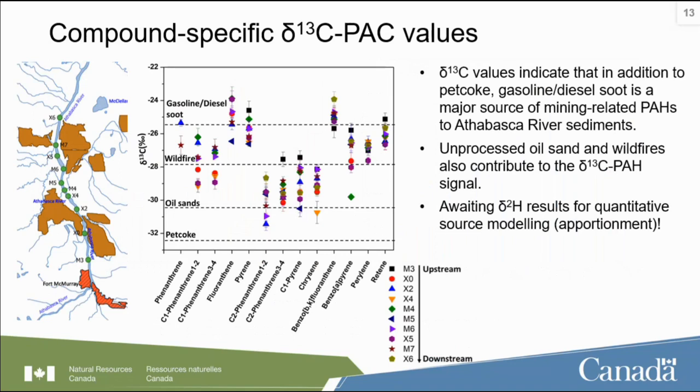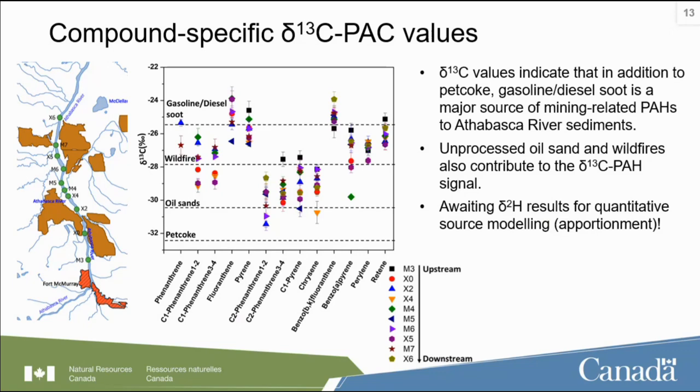So taking those phenanthrenes and a variety of other compounds here and analyzing the compound-specific delta 13C value of those compounds. So this is a bit of a complex graph. Upstream, downstream, these are the symbols that you need to look for. So here's a downstream site. For this pyrene, you're seeing a variety, and mostly it looks like a gasoline signal. Some of these compounds, you're starting to see an oil sand signal in here and other compounds. So it's a really complex signal.